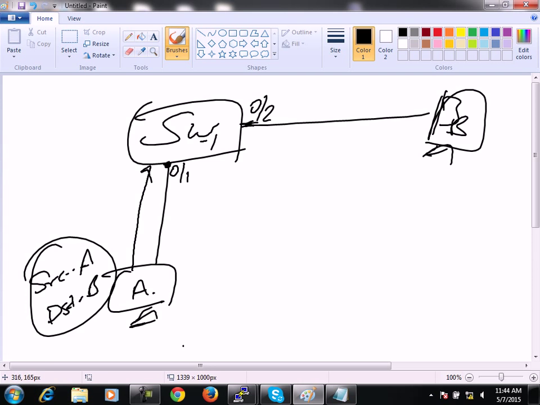This frame has been received on switch 1, on 0/1, now. The very first thing performed by switch 1 is that it will learn the MAC addresses, the source MAC address as well as the destination MAC address. After learning the source MAC address, it will build its MAC table, that there is a device connected to this port and its MAC address is A. Might be it is already having this entry inside its MAC table. So if it was already having this entry, then it will refresh it.